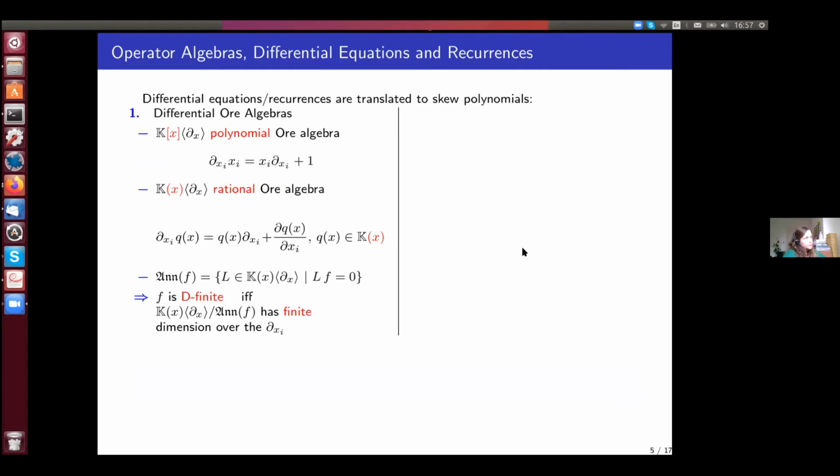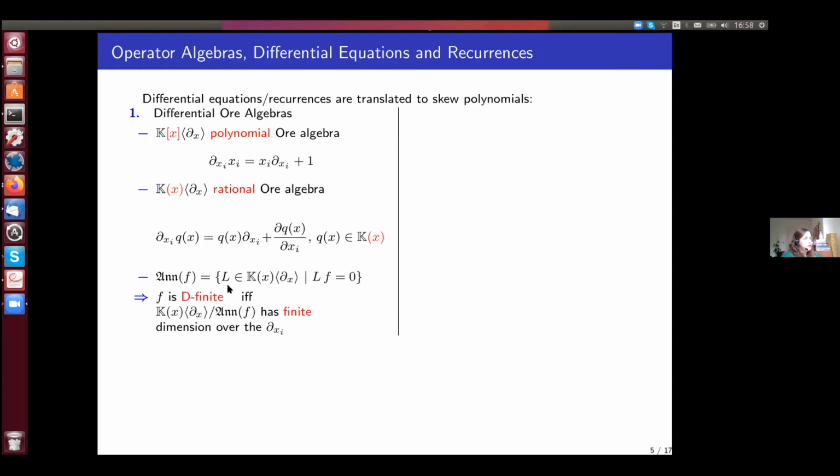To do so, let us consider first the skew polynomial algebra built with the usual commutation rule. Here we are still in n variables, which we can also extend to rationals by studying the action of the derivatives on the rational fractions. If we consider the rational algebra, we can then say that a function is D-finite when, the simplest definition, the function and its derivatives span a finite dimensional space over the rational fractions.